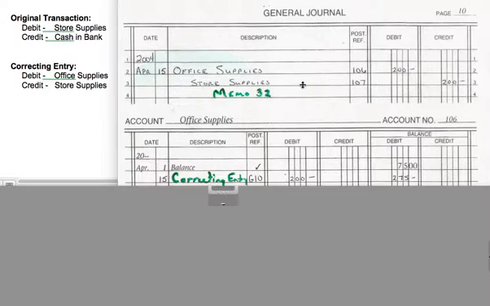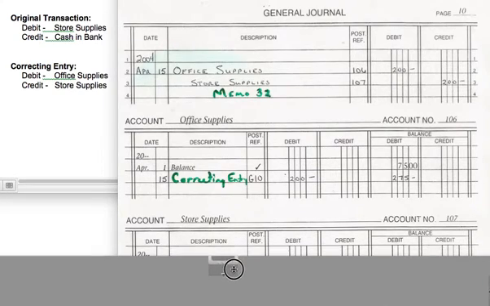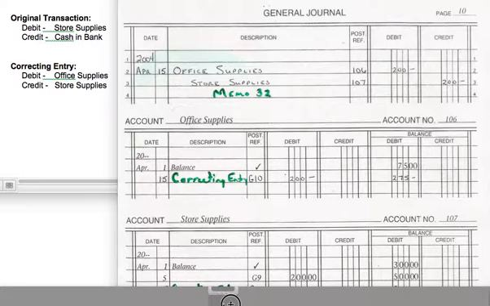Then we need to post store supplies to the general ledger account. So we go down to store supplies. There is a balance of $300 in there. Then you'll see the original transaction, which was a debit of $200. So the original balance was $300, then there was a debit of $200, so the new balance is $500. But we don't want that $200 in there anymore because that was an error.